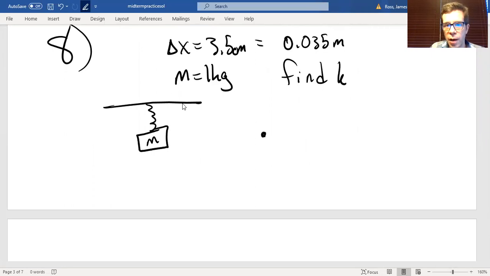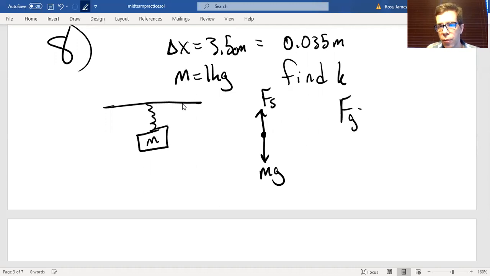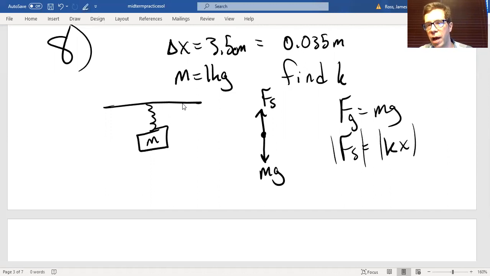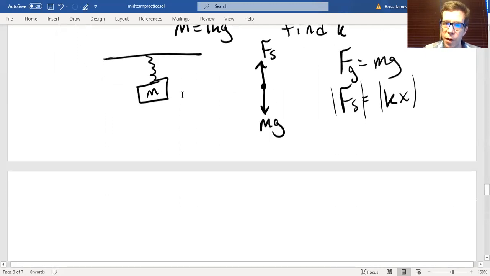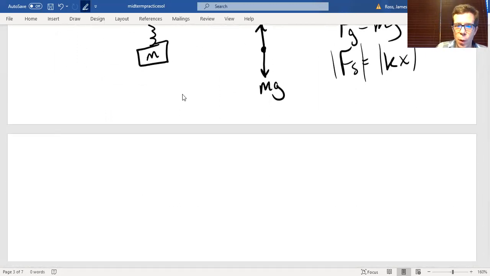So if we do a free body diagram for a mass, we have the force of gravity and the spring force, and it's not touching anything else, so that's it. So the only thing that we need here is the force of gravity is mg. And the spring force is kx. And I'm going to absolute value that here. We learned that as minus kx, but we're introducing the directions in our equation, so it doesn't matter.